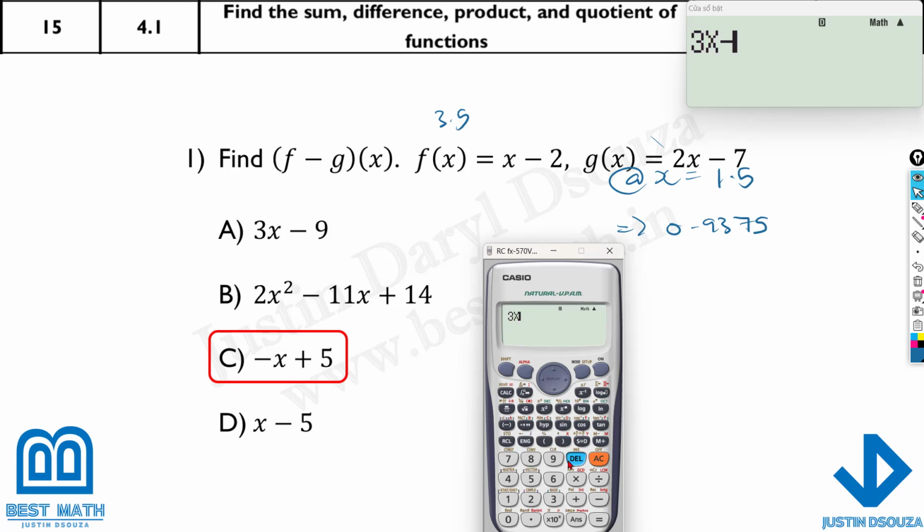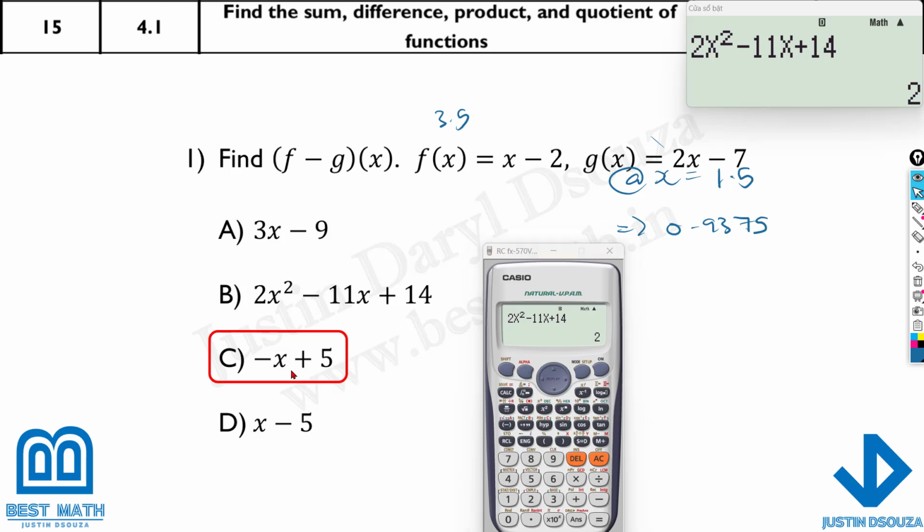3x minus 9 calculated at 1.5. Are you getting the same answer? No, it's minus 4.5, which is wrong. Now let us change this to 2x squared minus 11x plus 14, is it the same thing? Calculate at 1.5. No, it's 2.